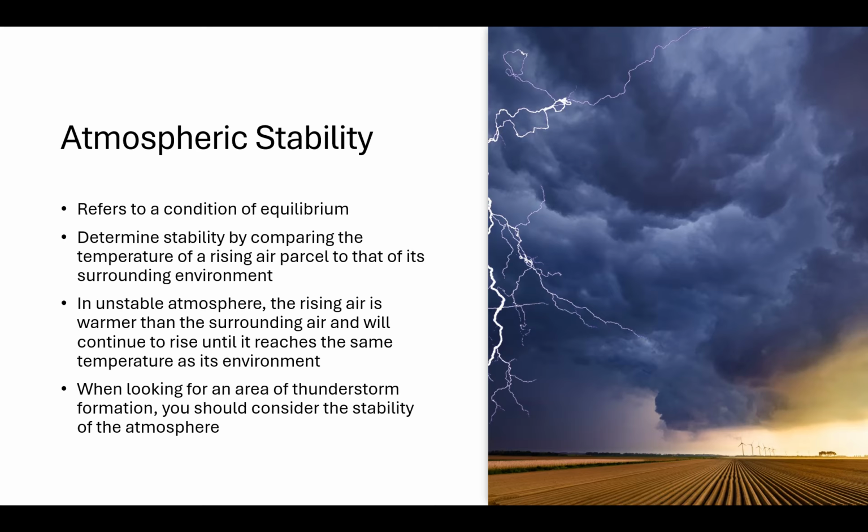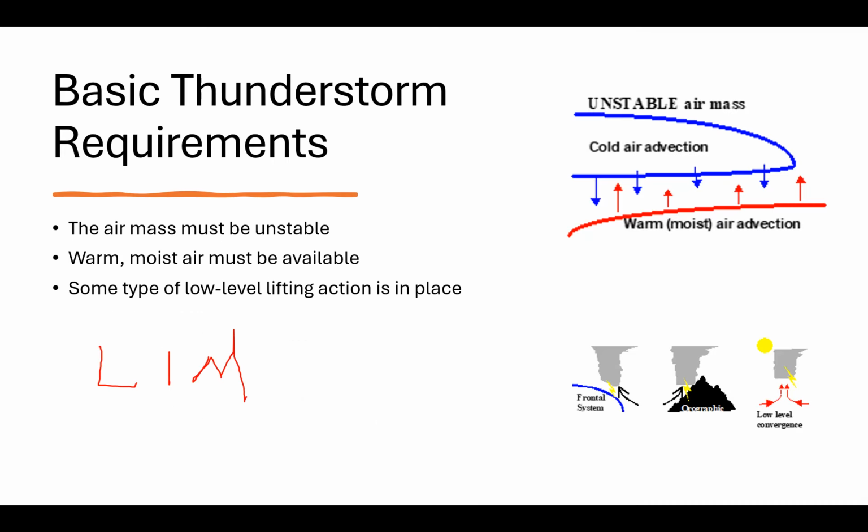Now, an important consideration with atmospheric stability, this is one of the big keys we look at for thunderstorm development. And again, stability refers to a condition of equilibrium. I kind of hit it right here, the stability of the atmosphere. If you have a stable atmosphere, you generally have warmer air above cooler air.